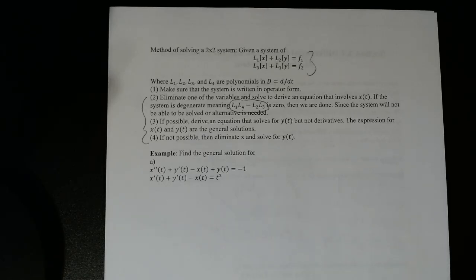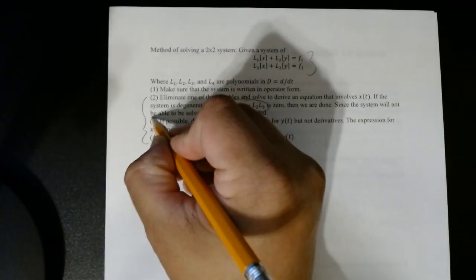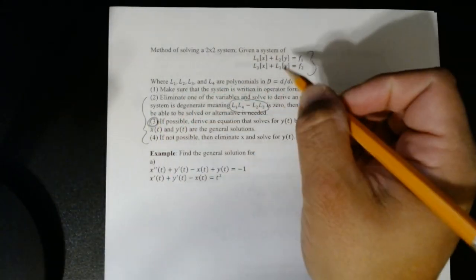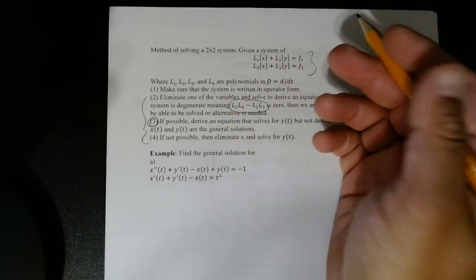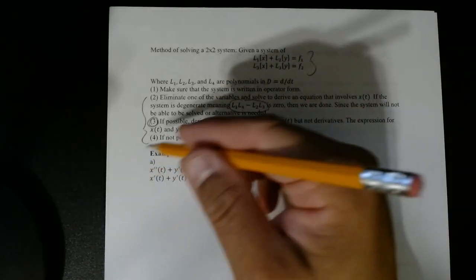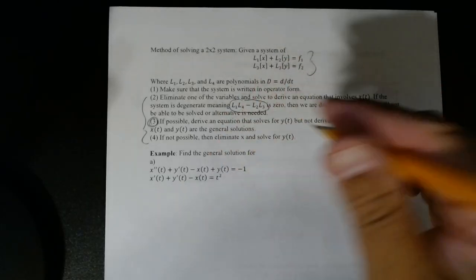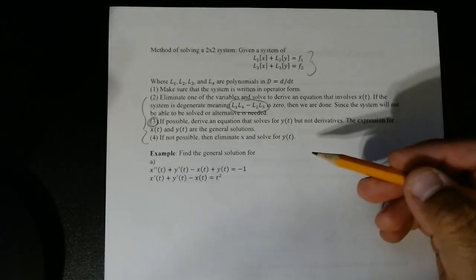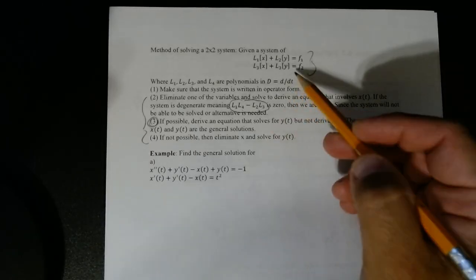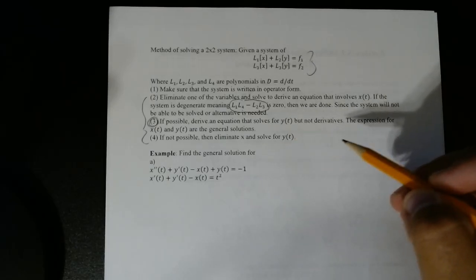However, if possible, derive an equation that solves for y of t, but not derivatives. The expressions for x of t and y of t are general solutions. This gets a little bit tricky. In layman's terms, we're going to solve for one of these variables using the other one, just like a normal system of equations, and then go backwards to find the other one. Okay, that's pretty much the emphasis. The problem with that is, once we find one, we have to do all that process of finding the general equation and eventually plugging it back in to find the other variable itself. That's what makes these things lengthy to do.